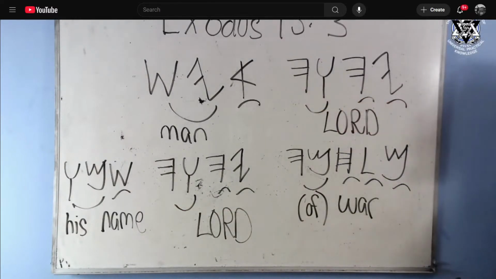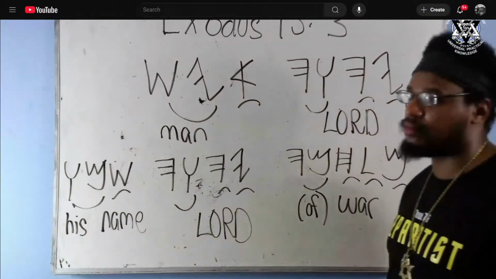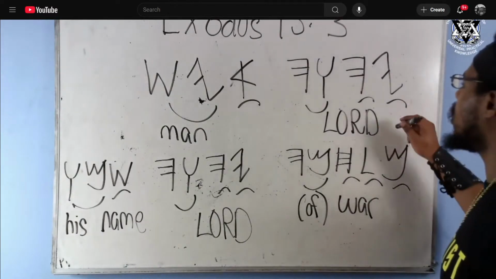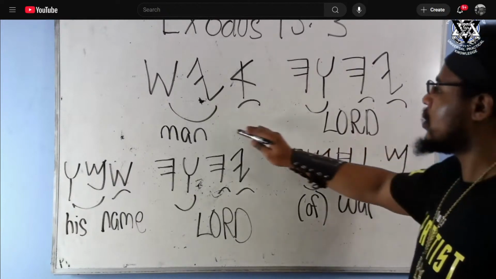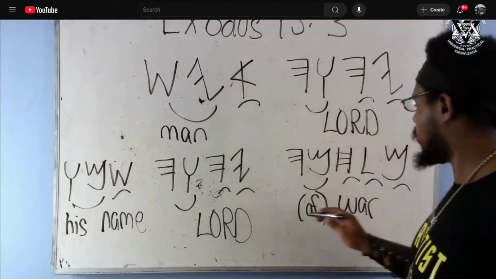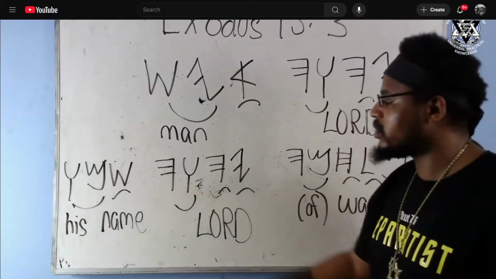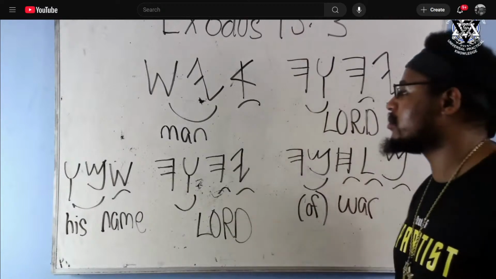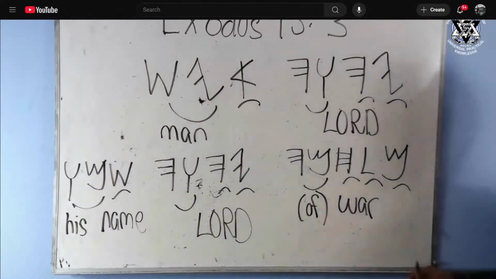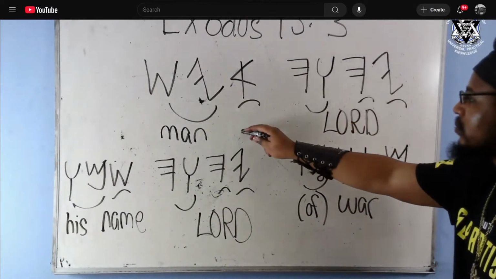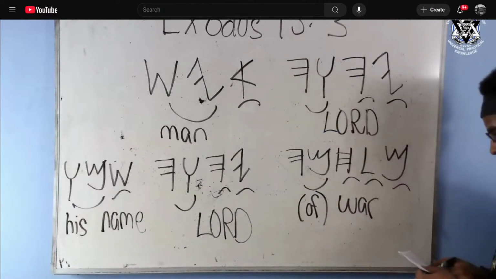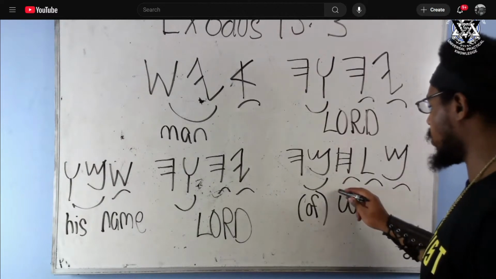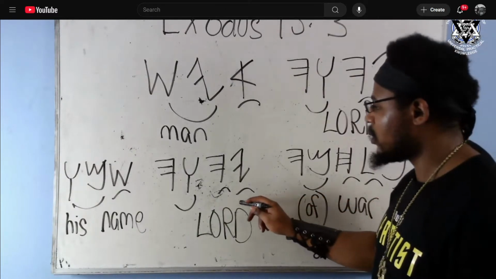Can you give me Exodus 15:3 in King James Version in English? The Lord, man of war, Lord, his name. That's how it is in the Hebrew. Lord, man, of war, Lord, his name.